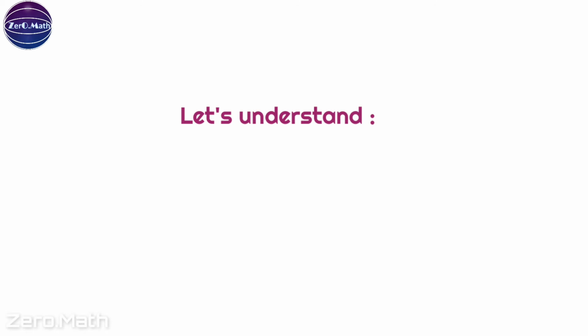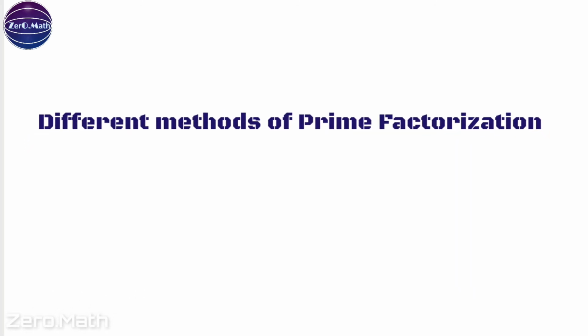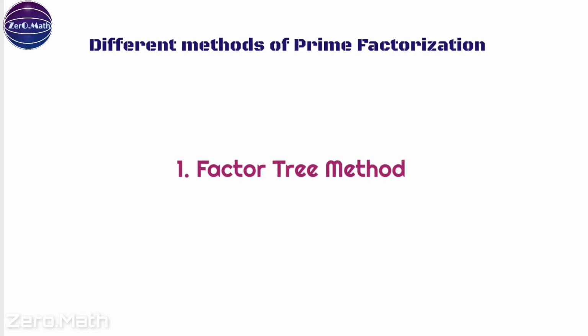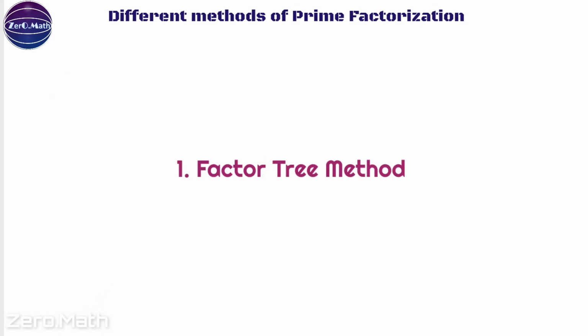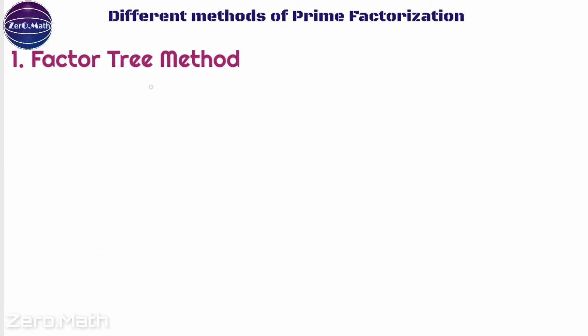Now, let's understand the different ways to perform prime factorization. The first method for prime factorization is called the factor tree method. In this method, we are going to draw a tree structure to find the factors. So let's take an example. Let's take number 42. So 42 has two factors, that is 2 and 21.